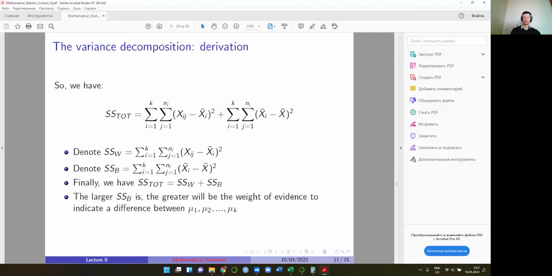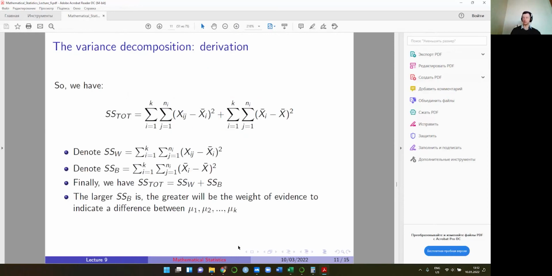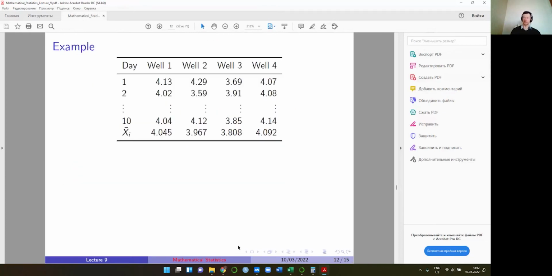We have this decomposition. And the idea of the test that we are going to apply is the following. If this part of the total sum of squares is large enough, then the evidence that indicates a difference between these mu's is also going to be heavier. That's the idea. So we want to know that SSB is a significant part of this SS total. Well, let's first of all see how we calculate all these things, SSW, SSB, and if we have data, how to deal with this data, because as usual I would like you to calculate everything step by step.